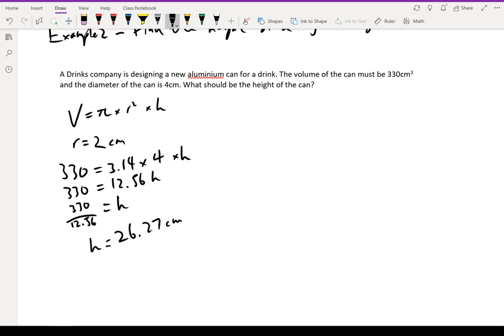26.27 centimeters tall. So that's a super tall can. That probably looks like this with a new drink. Maybe that's too high, and so maybe they should change the diameter. I should change the diameter to maybe 6 centimeters or something. But it's maybe a little bit too tall for a can. But that's just an example, okay?